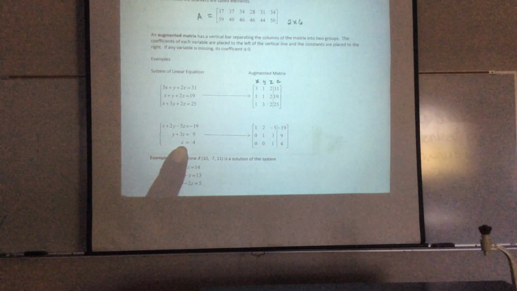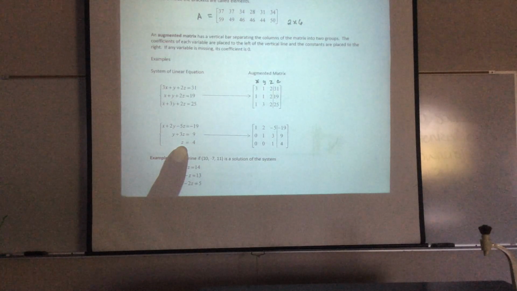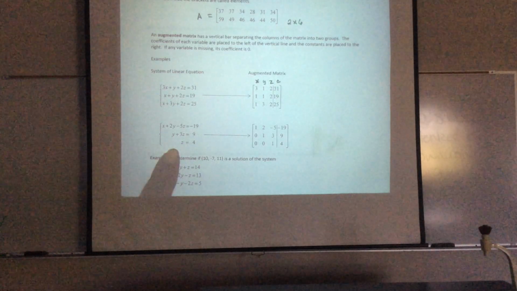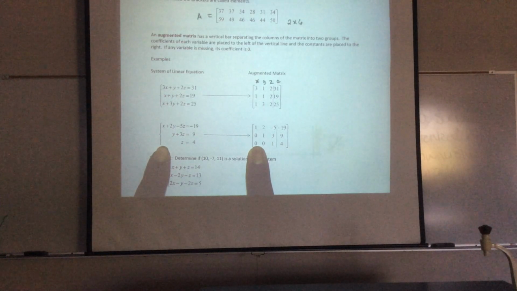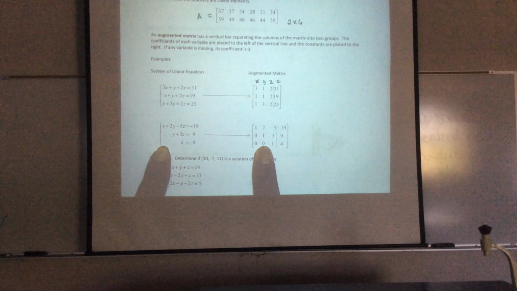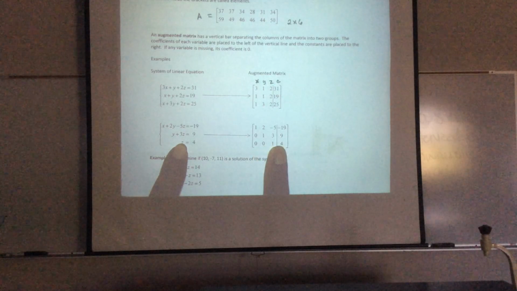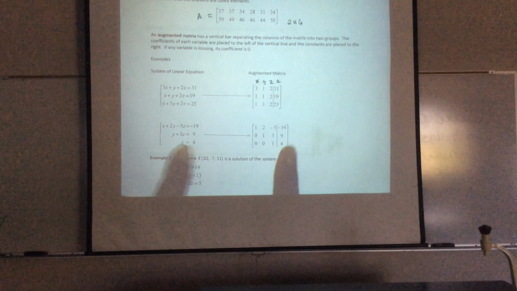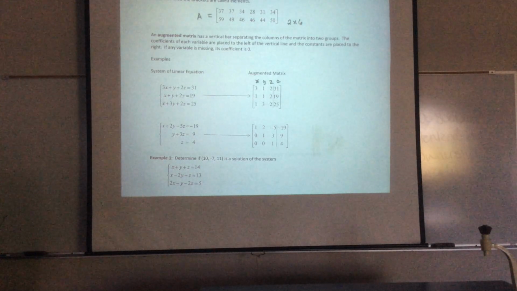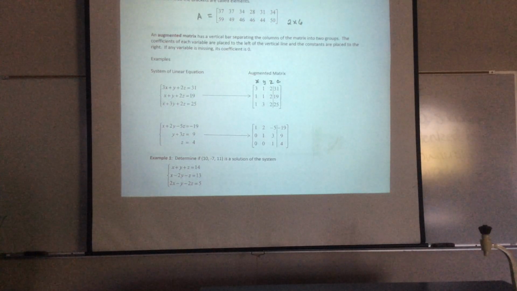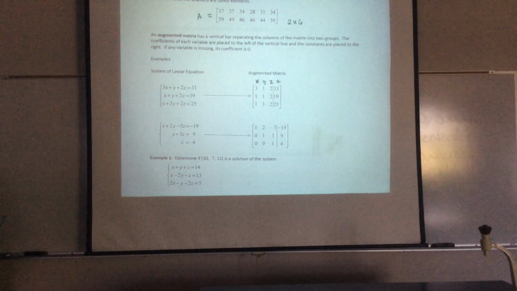And the last equation, z is equal to 4. Notice there is no x and y term here. So we need a 0 coefficient for the x and a 0 coefficient for the y. But for z, that coefficient will be 1. The 4 is your constant term. Okay? So that's how we write an augmented matrix from a system of linear equations.